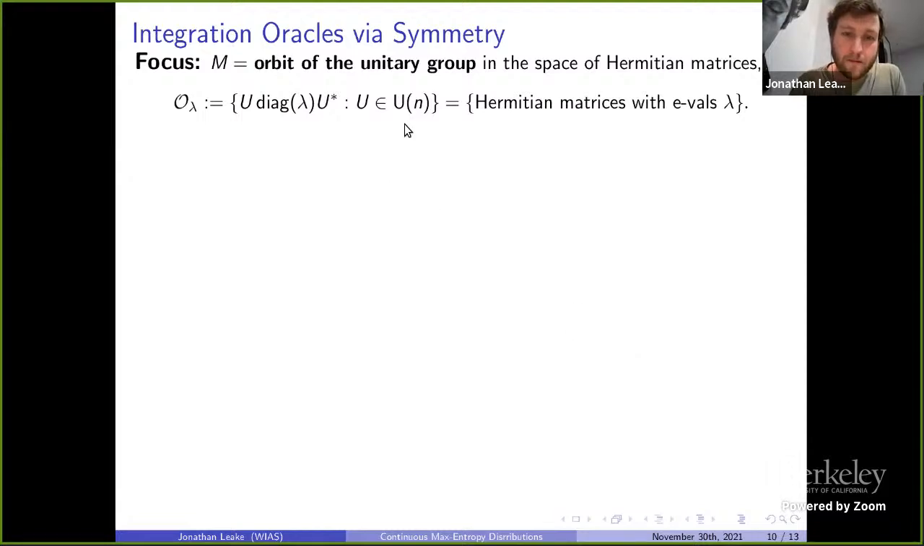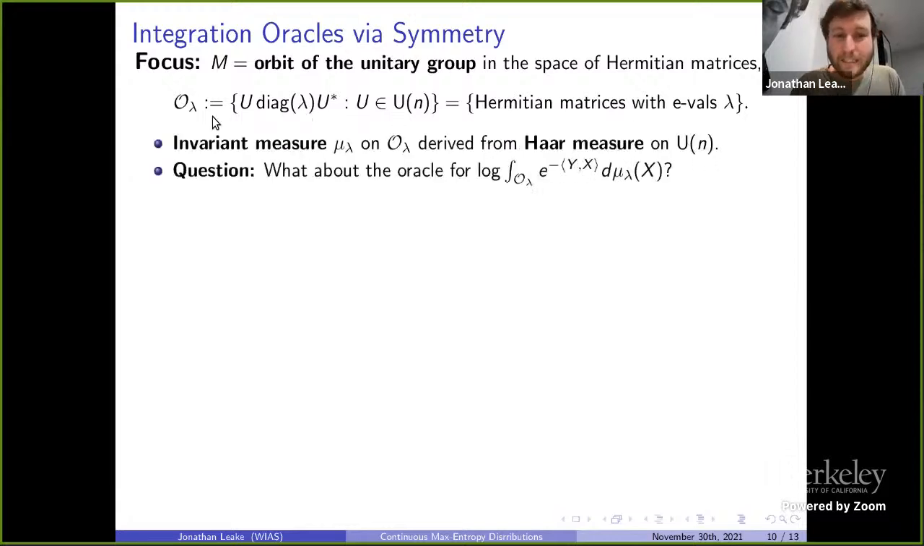So what we're going to focus on is the case where M is some orbit of the unitary group in the space of Hermitian matrices. Okay, so let's fix some real vector lambda. We're going to look at this orbit, which is just: you take the diagonal matrix with entries lambda, and you look at all unitary conjugations of that matrix. Now this is the same thing as the set of all Hermitian matrices with specified eigenvalues.